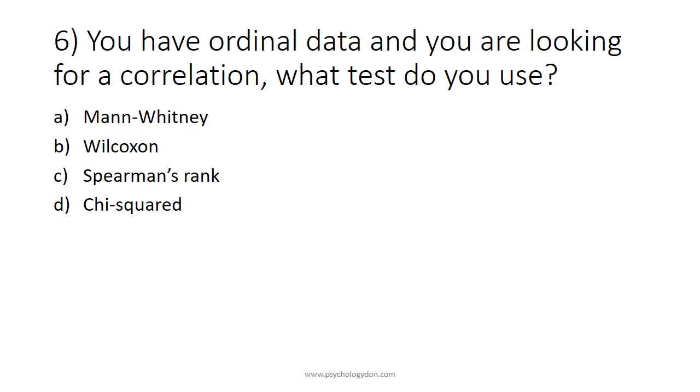You have ordinal data and you're looking for a correlation. What test do you use? A. Mann-Whitney, B. Wilcoxon, C. Spearman's rank, or D. chi-squared? The answer is C. Spearman's rank.